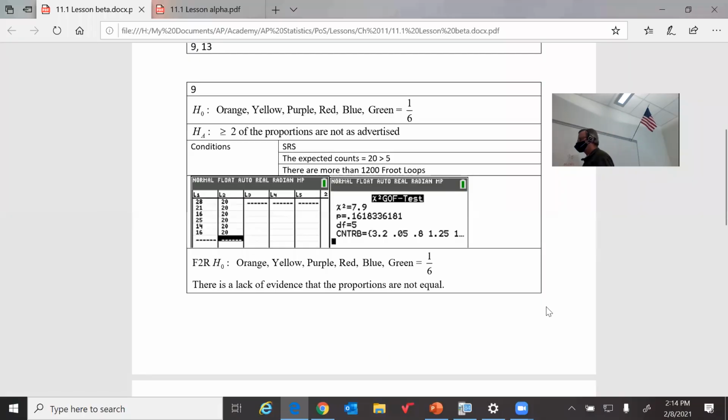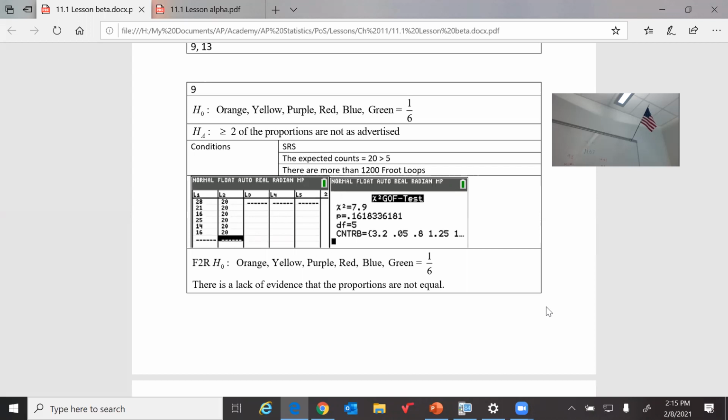For number 9, of the 6 colors, the null is they're equally distributed. The alternate is they're not. But that doesn't mean that none of them is equal to 1/6. It just means one of them's wrong. But if one of them's wrong, 2 of them have to be wrong. So the alternate is at least 2 of them are not 1/6. Okay? So now what?